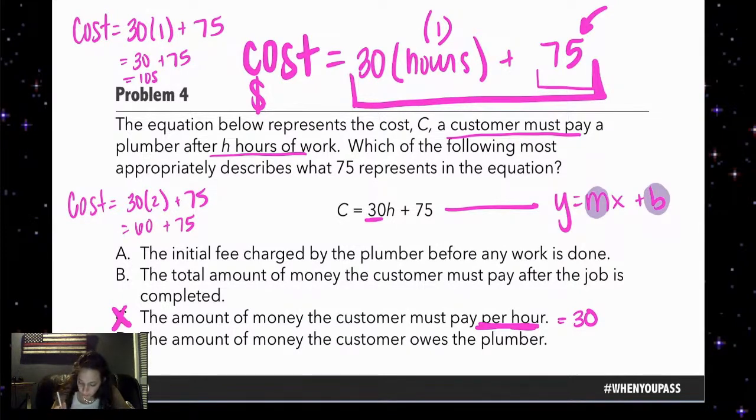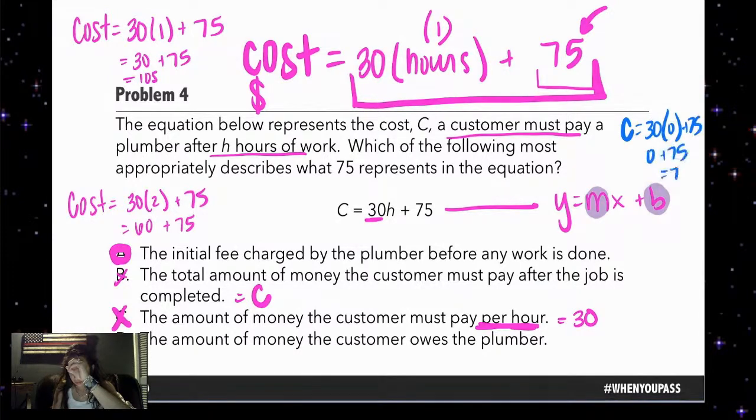The total amount of money after the job is complete, that's what C is. That is not what the 75 is. The 75 is the initial fee, even if the plumber does nothing. 0 hours. If I plug in 0, 0 plus 75 still equals 75. So even if the plumber does no work, I'm going to be charged that $75 fee.